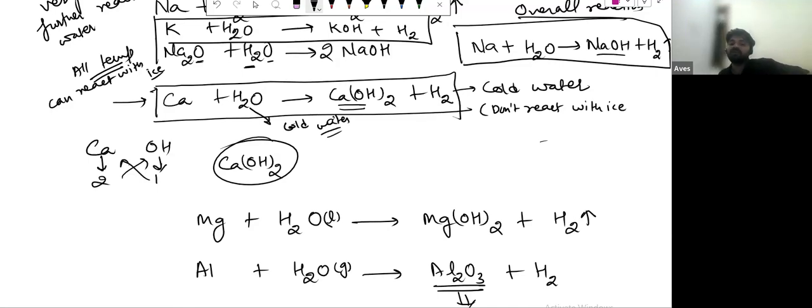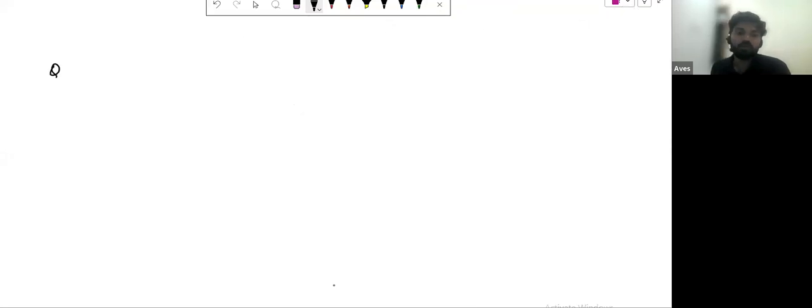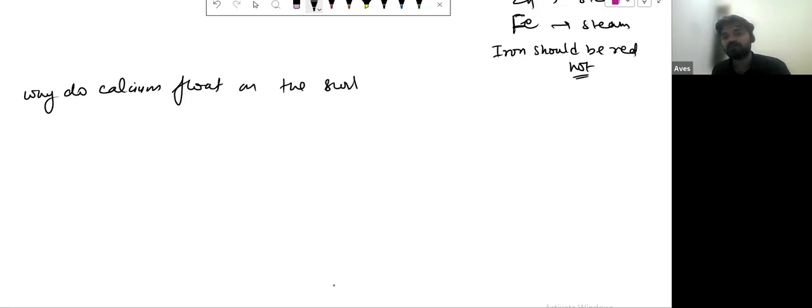Now today we have studied the next question. For today's homework, I'm going to give you homework that you need to do on your own. Then I will discuss it in the next class. Okay, dear students. First of all, why does calcium float on the surface of water? This is the homework, and you need to write it on your own. I'm going to explain it orally, but you need to write it yourself because you are going to get this in homework.